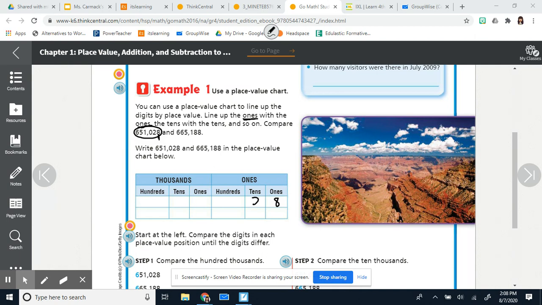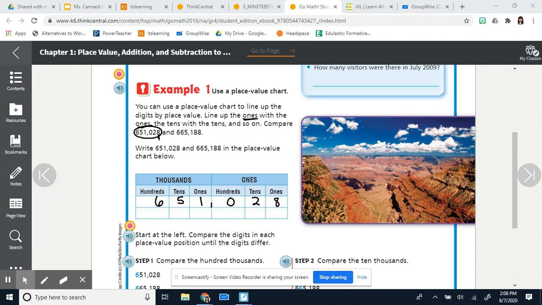Okay, then my 2 is in the tens place. 0 is in the hundreds place. 1 is in the 1,000s place. 5 in the 10,000s place. And 6 in the 100,000s place. I'll put my comma here.